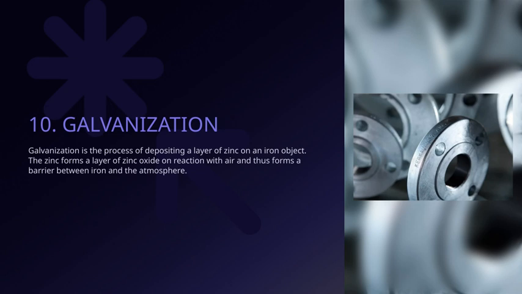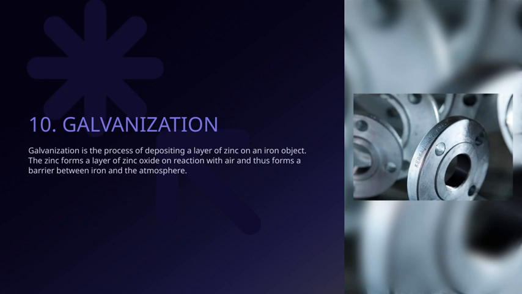When zinc is applied to iron, it reacts with the air and forms zinc oxide on its surface. This zinc oxide layer is crucial because it creates a barrier that prevents the iron underneath from coming into contact with oxygen and moisture in the atmosphere. This barrier significantly slows down the rusting process, which is a major concern with iron and steel structures. So, in a way, galvanization is like giving iron a shield that helps it last longer and resist corrosion.